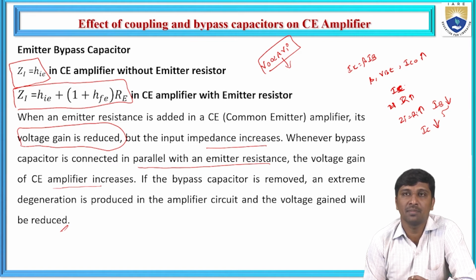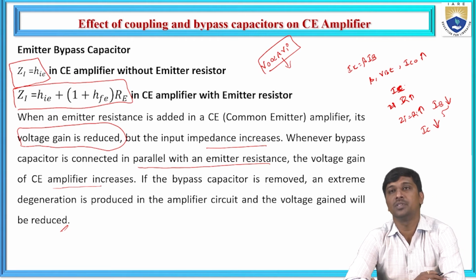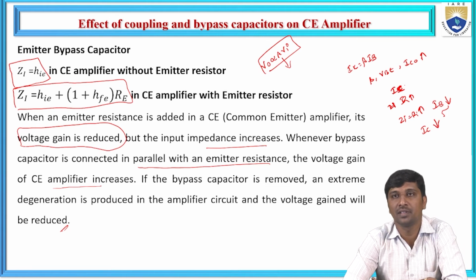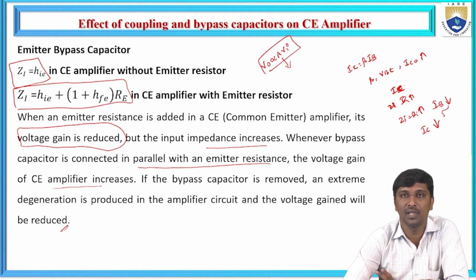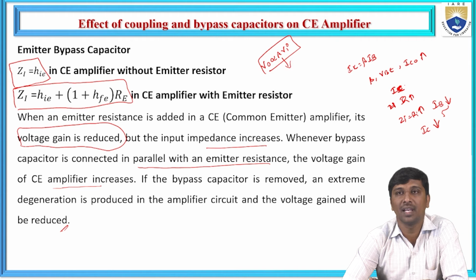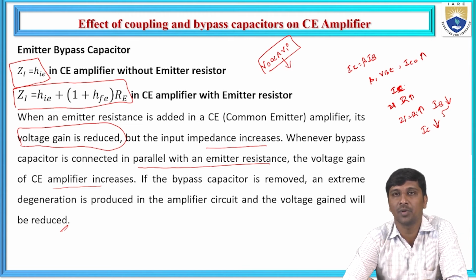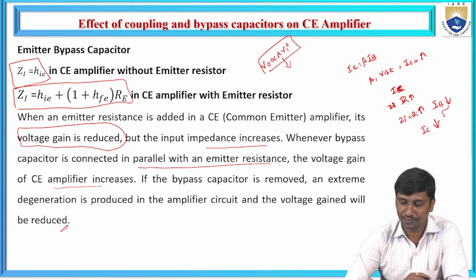If there is no bypass capacitor, it stabilizes the Q point, but the drawback is that it reduces the voltage gain of the amplifier. So to maintain a proper voltage gain and a proper Q point for the common emitter amplifier, we need to use a bypass capacitor. By using this bypass capacitor, it maintains the proper voltage gain as well as the proper Q point.